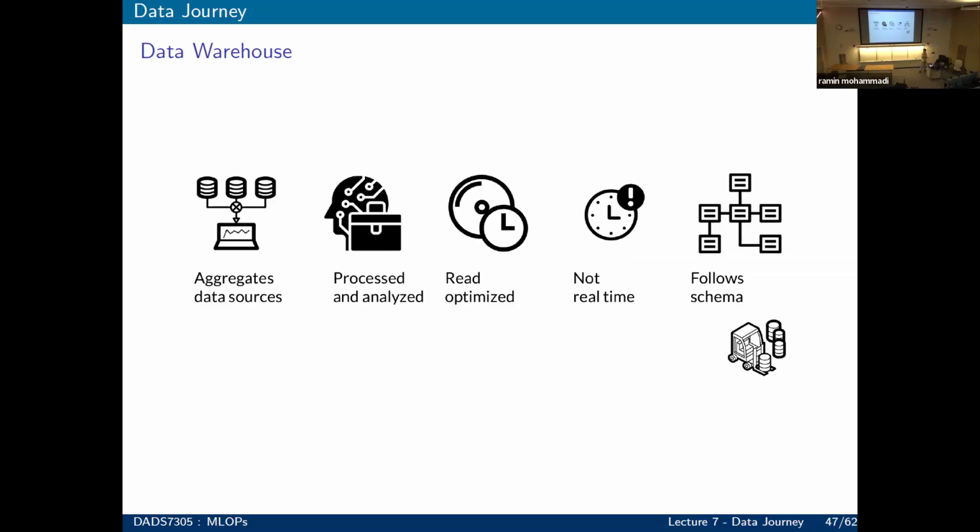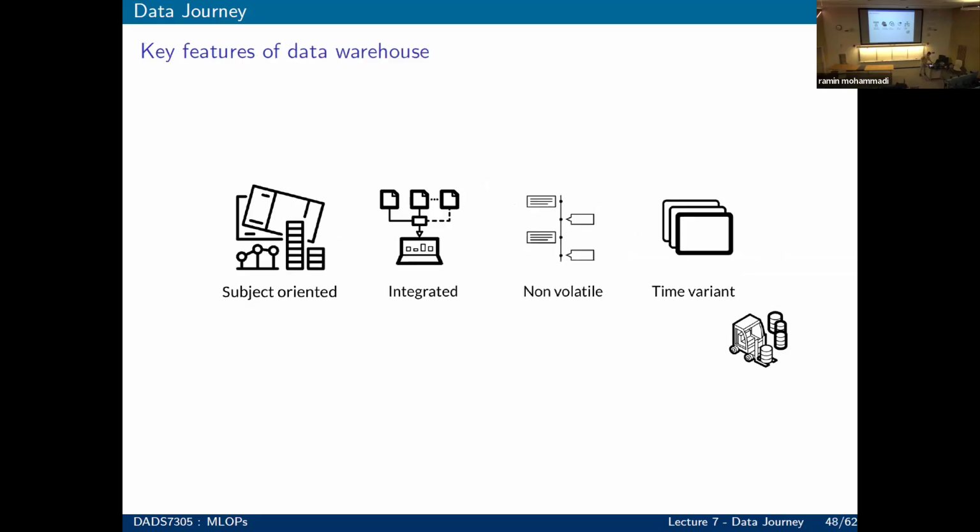That means it's good for fast reading. Read optimized means that if you need a quick read, it's good. But it's not real time because you need to do some pre-processing on this data. So it's not a real time data place. Okay, and it needs to follow schemas. It basically has some key features. It's subject oriented. What does that mean? Subject oriented means that this data warehouse we have is about customers. This data warehouse we have is about products, like shoes. It cannot be mixed. So it should be subject oriented.